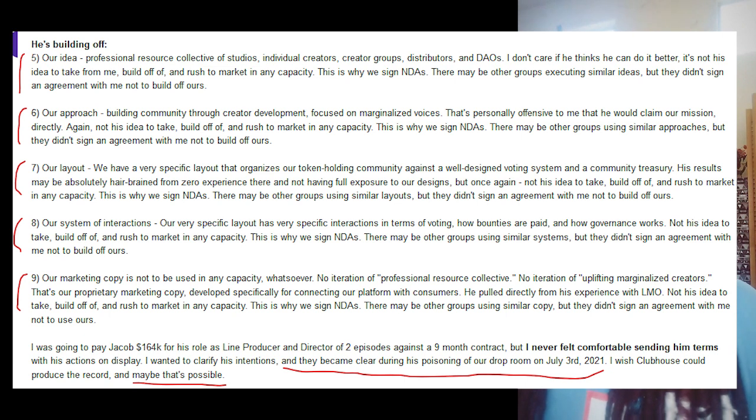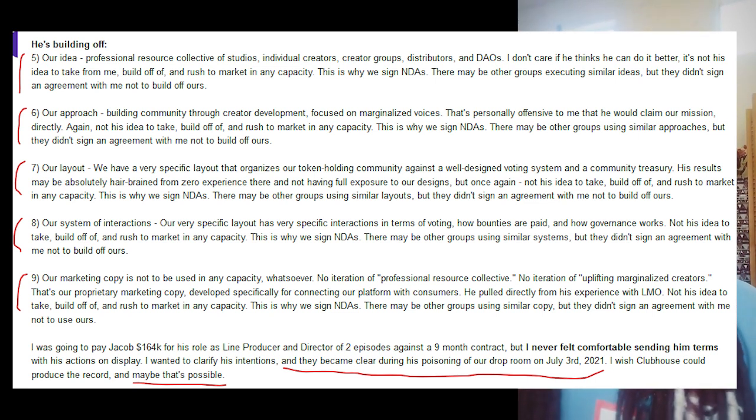He's building off our idea, a professional resource collective of studios, individual creators, creator groups, distributors, and DAOs. I don't care if he thinks he can do it better. It's not his idea to take from me, build off of, and rush to market in any capacity. This is why we sign NDAs. There may be other groups executing similar ideas, like Mogul, who executed a similar idea a month after we launched our stuff. They have nothing to do with my paper. They got nothing to do with my products. They're completely independent. We don't have an issue with Mogul Studios. Congratulations on being pioneers in the sector.